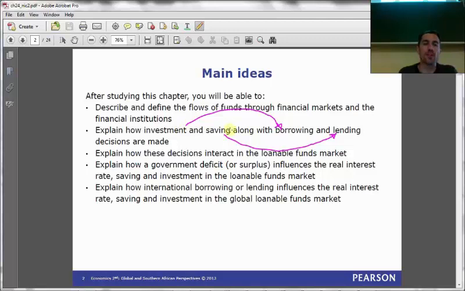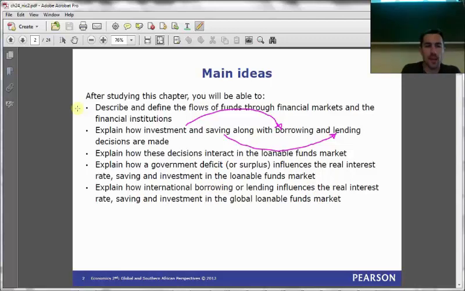Explain how investment and savings, along with borrowing and lending decisions, are made. Explain how these decisions interact in the loanable funds market. Explain how a government deficit or a government surplus influences the real interest rate as well as the quantity of saving and investment in the loanable funds market. And explain how international borrowing or lending influences the real interest rate, savings and investments in the global funds market.